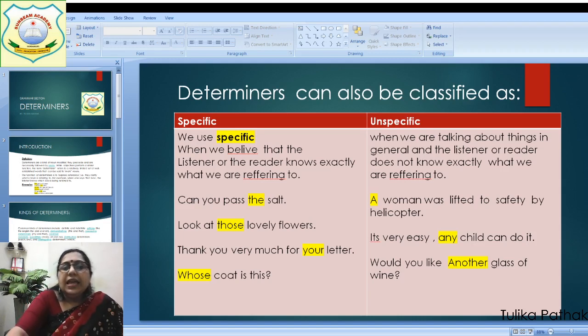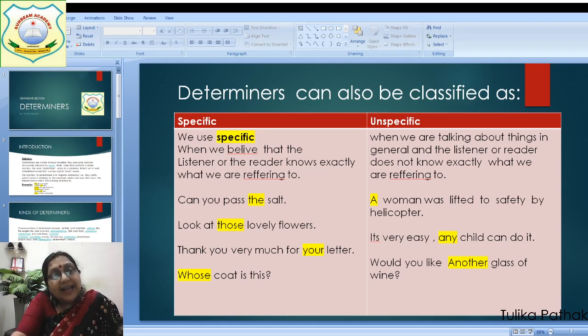Alright? It's very easy. Any child can do it. I'm not specifying any particular child, a section of children or a group of children. Only I've said any child. So any is unspecific. Any child can do it. So there is no specification.